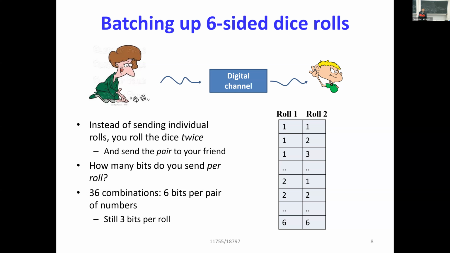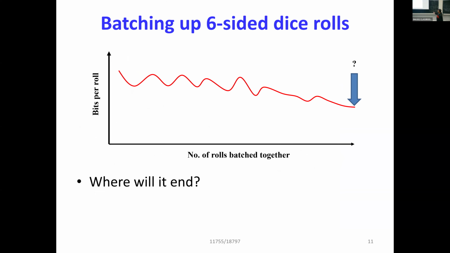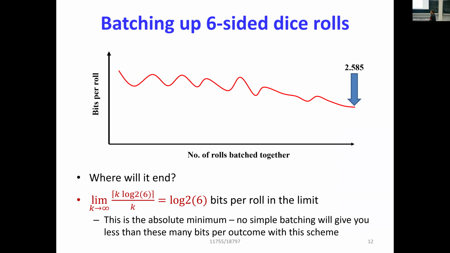Make sense, Lucy? When you round something up, what is the largest amount you're going to increase it by? 1. So the difference between the ceiling and the floating point value is at most 1. Divide by n for rolls per outcome. So this is going to be less than or equal to 1 over n. Limit n tending to infinity, what does this become? 0. So if you keep going ahead, where will this end? This is actually going to end at log base 2 of 6.